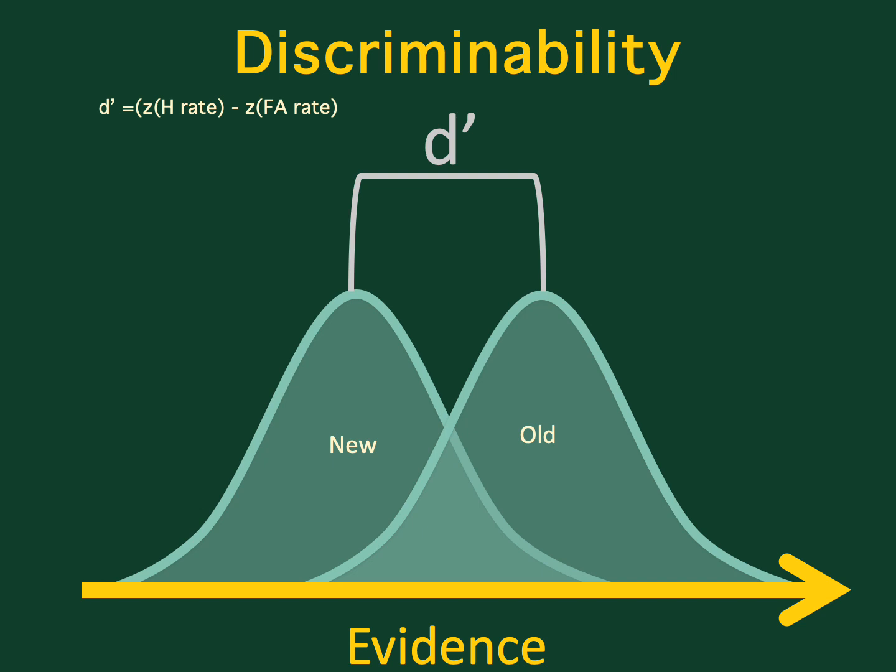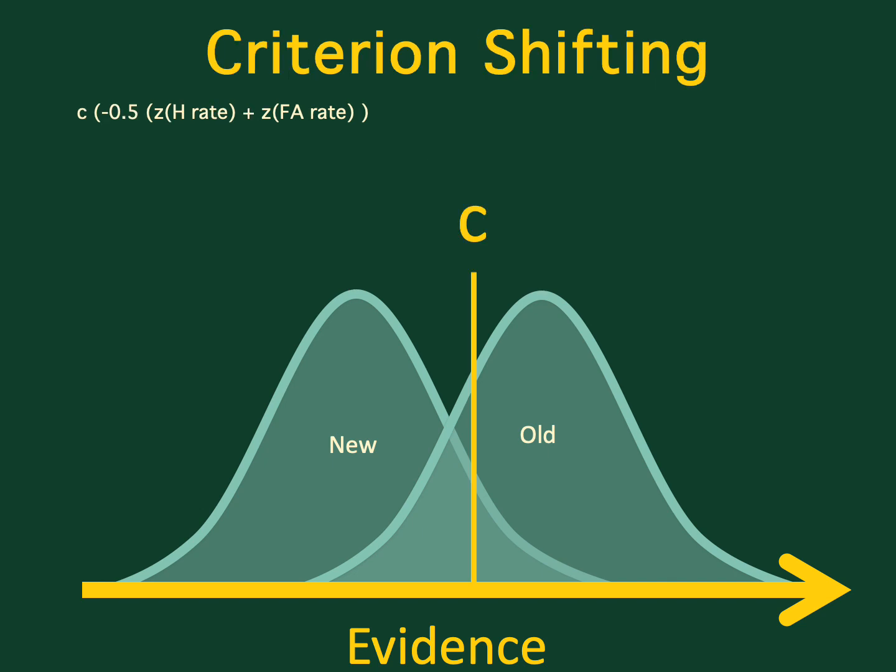Discriminability describes how well you can distinguish between targets and non-targets. The criterion is how much evidence you need to identify something as a target. Criterion shifting is when you vary your criterion placement according to your situation.